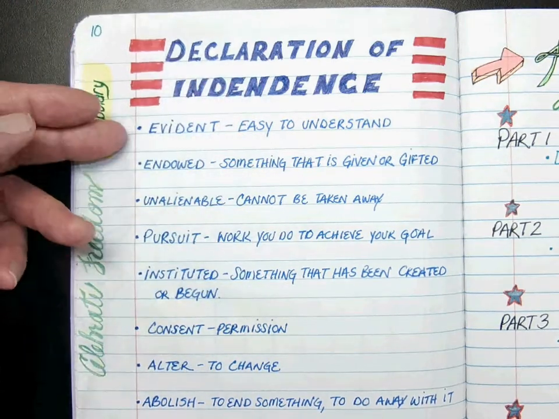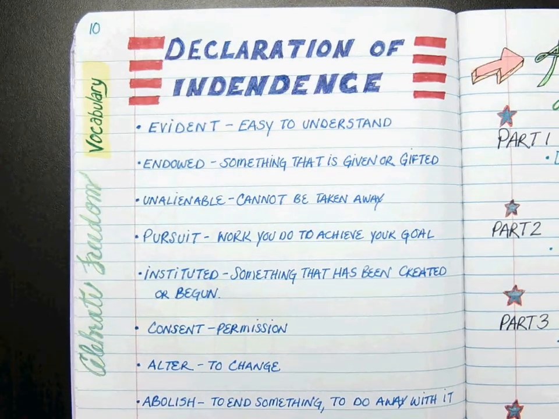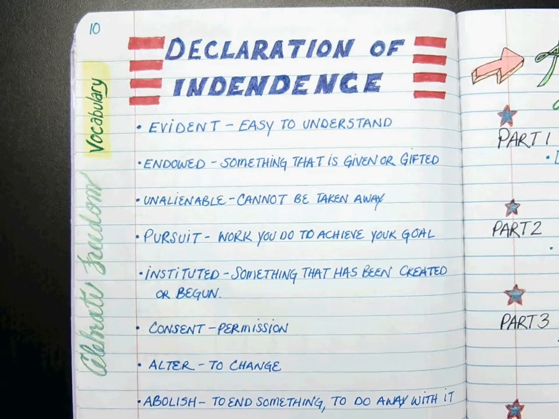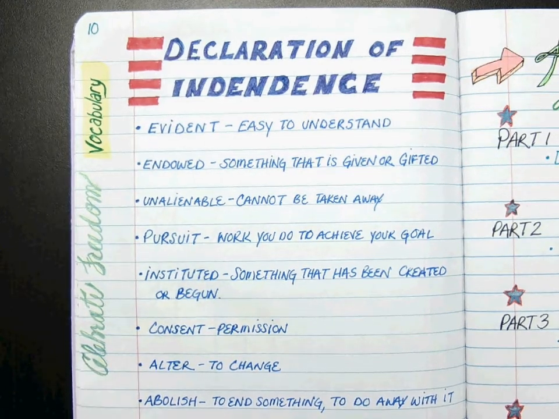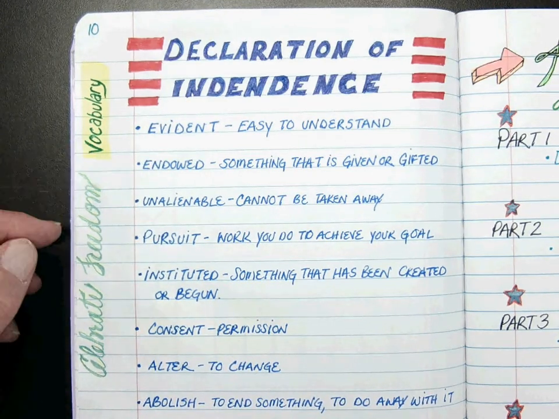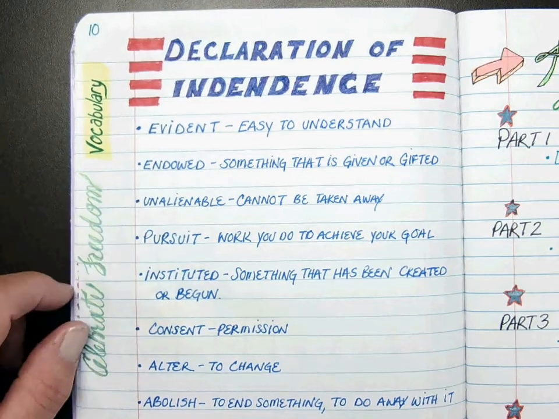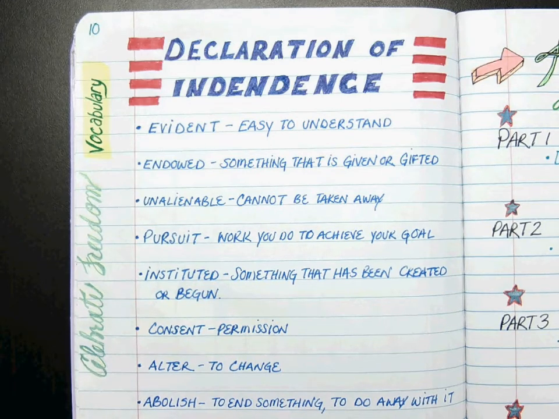I want you to make this list of vocabulary words. These are words that I picked out, and I felt like maybe these are the ones that are going to need a little more explanation. Obviously, we've got evident. Evident means easy to understand. Okay, endowed, unalienable, pursuit, instituted, consent, alter, and abolish.